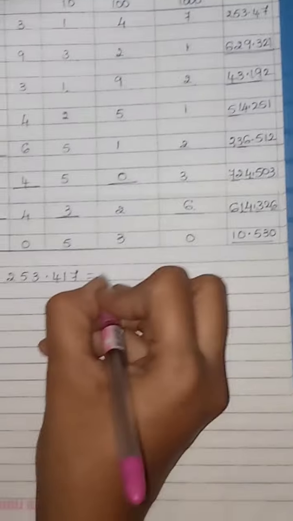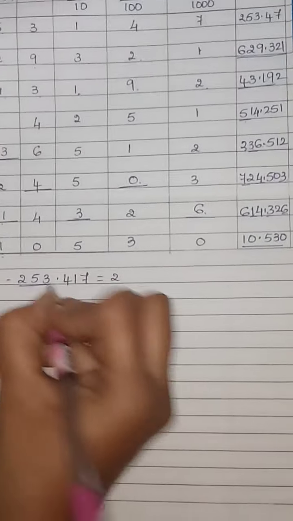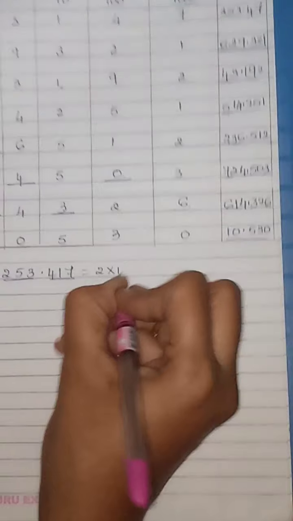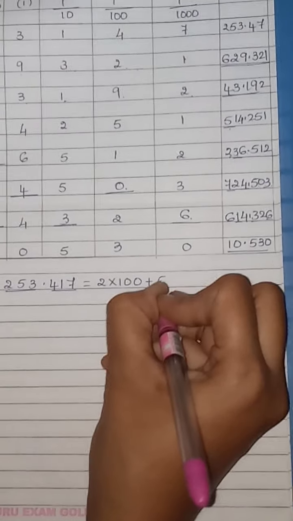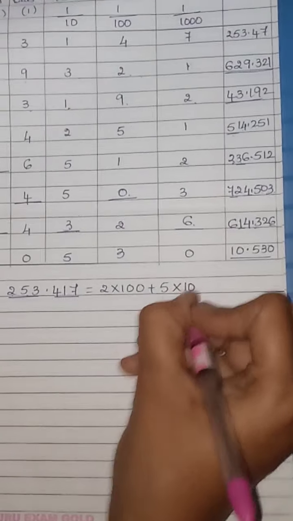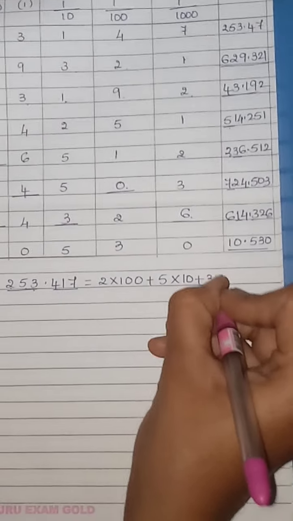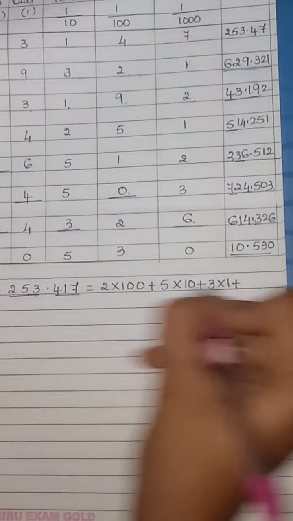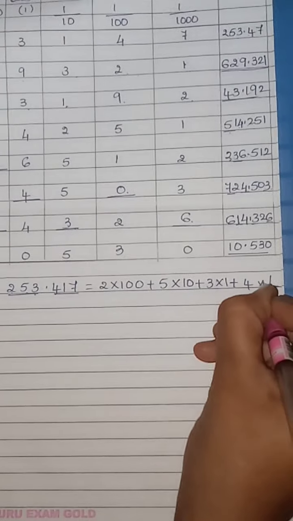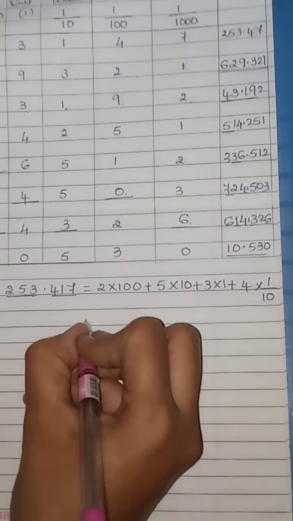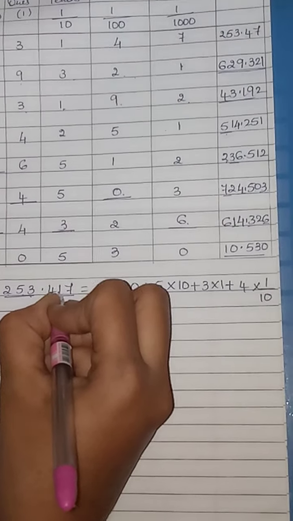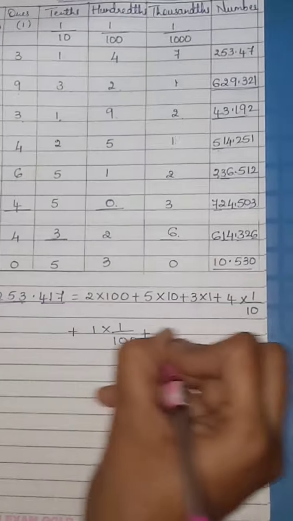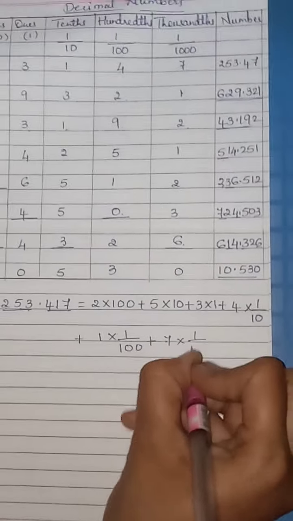You can write it as: this is the whole number part and this is the decimal part. Here 2 is in the hundreds place, 2 into 100 plus 5 is in the tens place, 5 into 10 plus 3 is in the ones place, 3 into 1 plus 4 is in the tenths place, that is 4 into 1 by 10 plus 1 is in the hundredths place, 1 into 1 by 100 plus 7 is in the thousandths place, that is 7 into 1 by 1000.